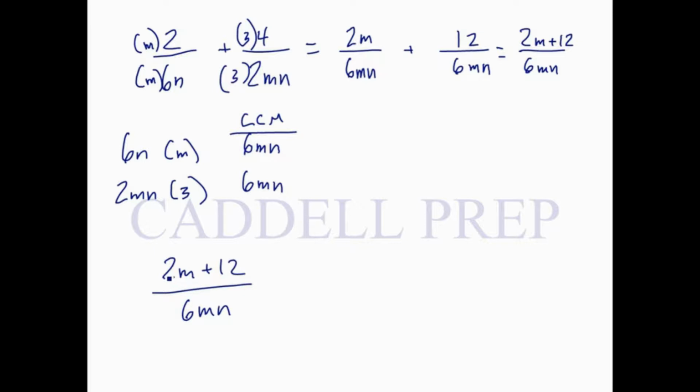So what goes into both of these terms, 2m and 12? Well, 2 does. So take out the 2, and we have m plus 6. Then the denominator, we have 6mn still. Now, since it's 2 times this, we can reduce. This becomes a 1, this becomes a 3, and we have m plus 6 over 3mn.